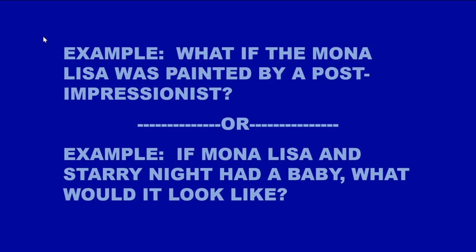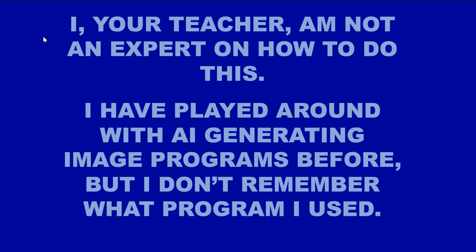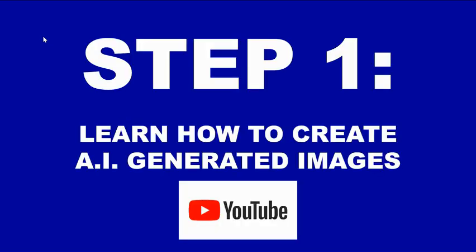So, for example, what if the Mona Lisa was painted by a post-impressionist? Or if Mona Lisa and Starry Night had a baby, what would it look like? Think about questions like that when you are doing this assignment. So I'm not an expert on how to do this. I don't know how to teach you how to do this, but I played around with AI and I made a couple of examples. But I think you guys can play around with it and possibly do a better job than what I did. So the first step is that you're going to learn how to create AI generated images.